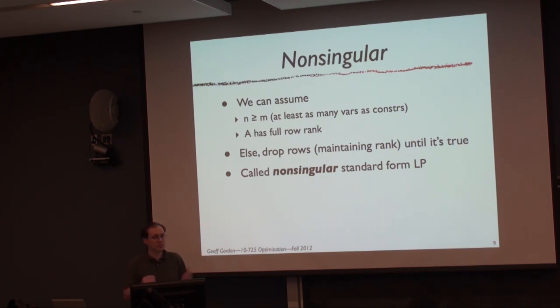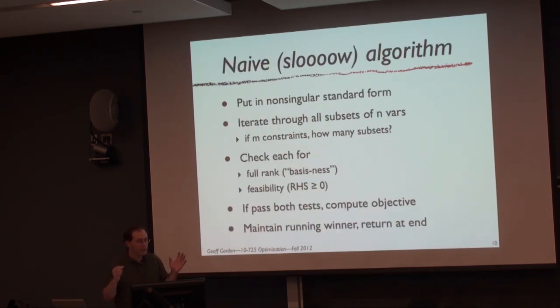All right? So that means that we can assume from the start that we have at least as many variables as constraints, and our constraint matrix has full row rank. All of the rows are linearly independent. All right? Because we can just drop rows maintaining rank until it's true. And with this assumption, we have what's called a non-singular standard form linear program. Right? And so for the algorithms, we're just going to assume that that's the case. And that's going to make it a lot easier to describe the algorithms. Okay? So we now have our first algorithm for solving linear programs.